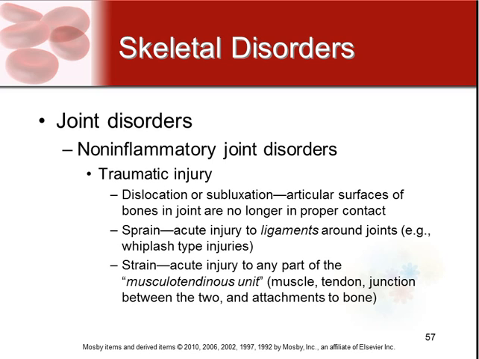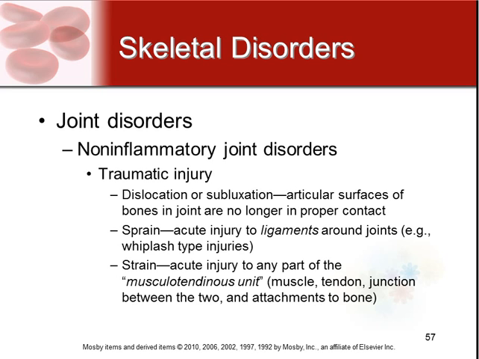For other non-inflammatory joint diseases, you can actually have a traumatic injury. So that would be like a dislocation or a subluxation. And that would be when the articular surfaces of two joints have actually knocked themselves out of place. So kind of like pulling your shoulder out of that ball and socket joint. So now the ball and socket are not lining up anymore.